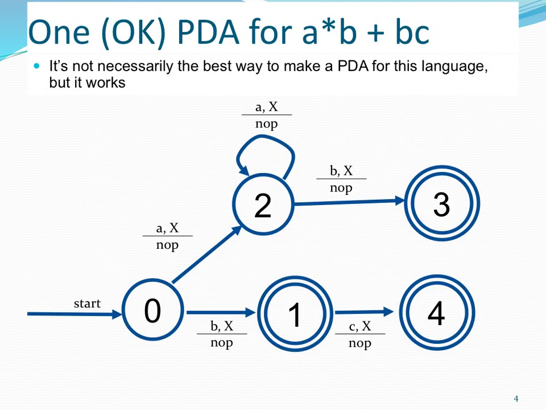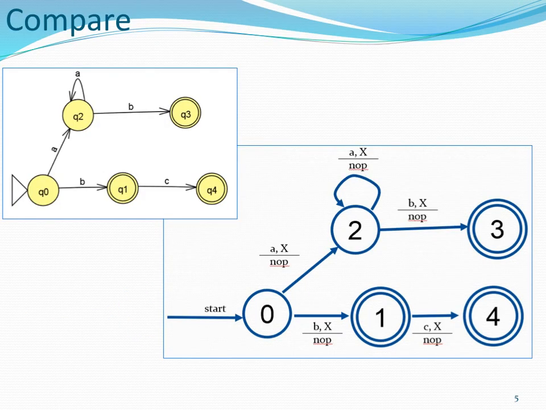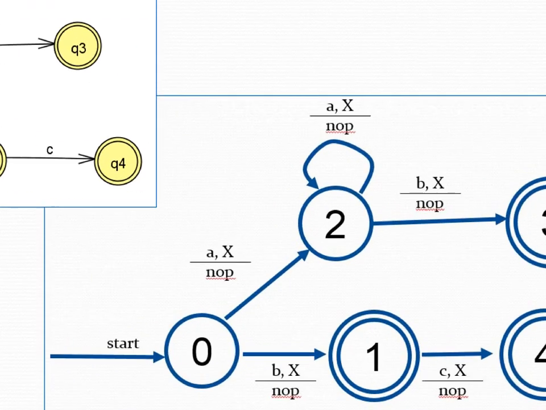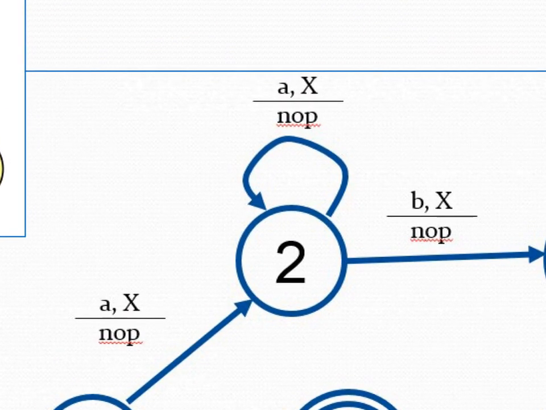So here's one PDA for A star B plus BC. Again, it's not necessarily the best PDA, but it's very similar to the NFA that I showed you, so I've picked this one. Now, if you look at the two of them side by side, what you'll see, if we just look at the PDA for a minute, is that all of the instructions on the PDA have a letter that's in the string, and then a comma, and then all of them have X over no op.